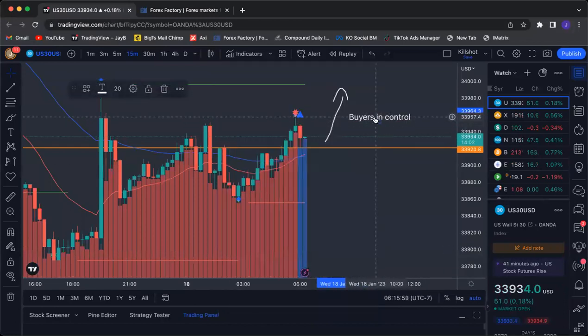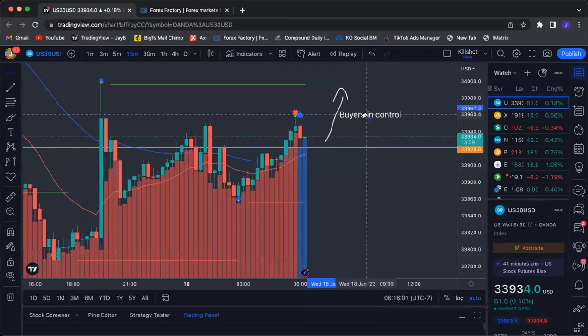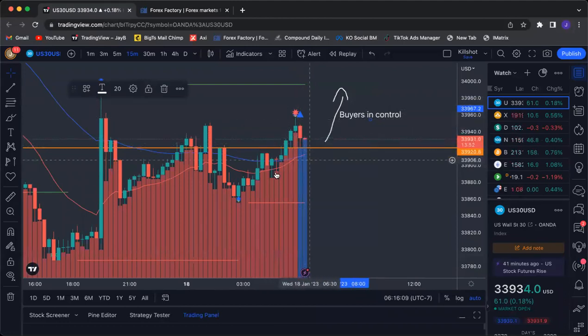Once it starts to move up away from this, we have buyers in control of it. Now it's come back and tested it, which means it's probably going to take some more of those sellers out and potentially start to move back up. But we'll see, because that news is coming. So we're going to get a bunch of up and down in the market.